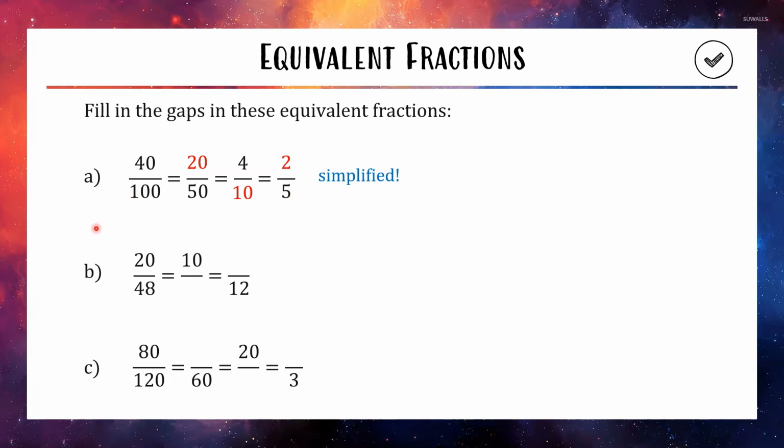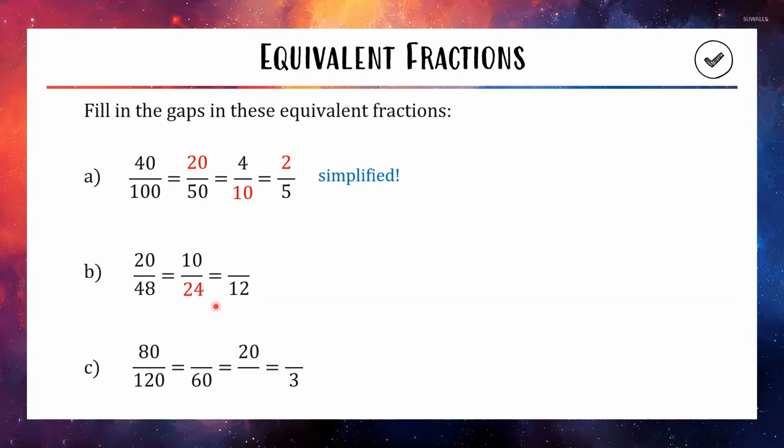Let's try it again with B and C, or if you feel like you know what you're doing, you can pause and try B and C by yourself. Okay, for the top, we are turning 20 into 10. So once again, we are chopping that in half. So we'll do the same thing on the bottom. What's a half of 48? Well, it's 24. So 10 out of 24 is an equivalent fraction.